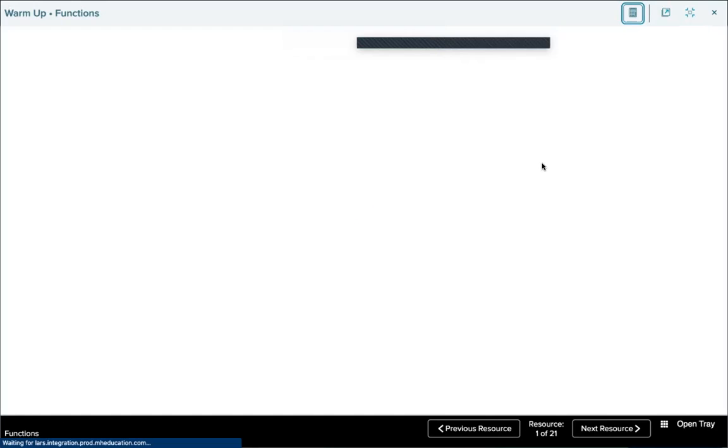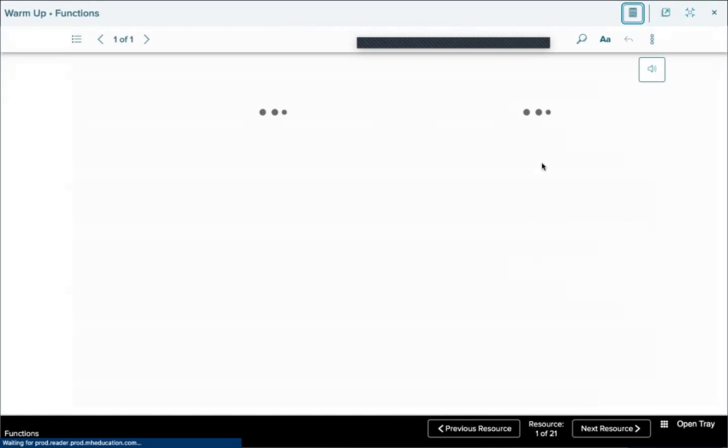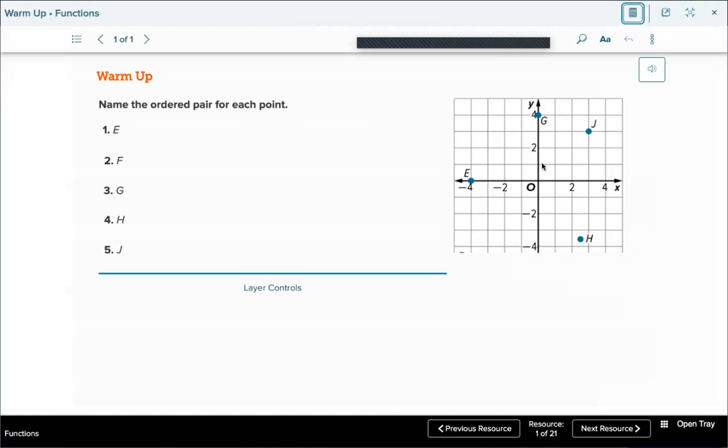So your warm-up is: name the ordered pair for each point. Okay, so for point E, there it is. What's that ordered pair? Okay, that's pretty straightforward. I'm not going to show you the answers.